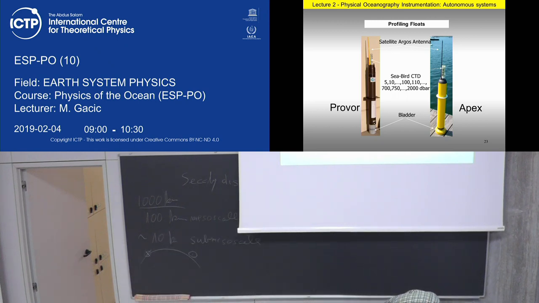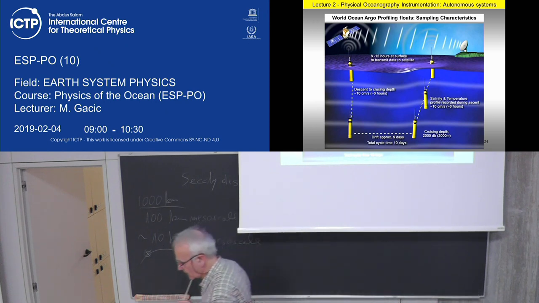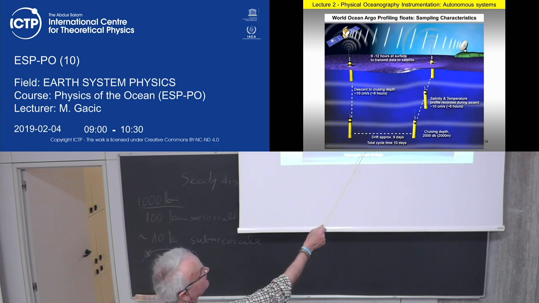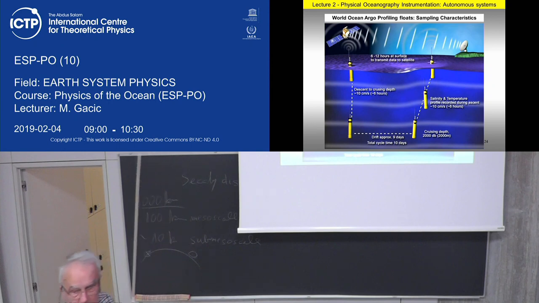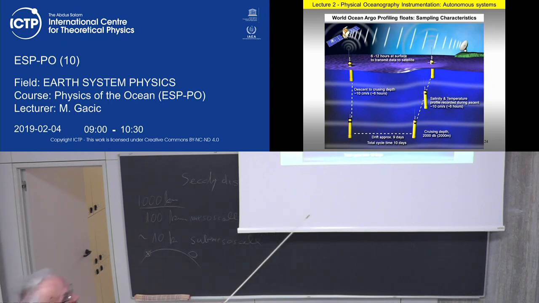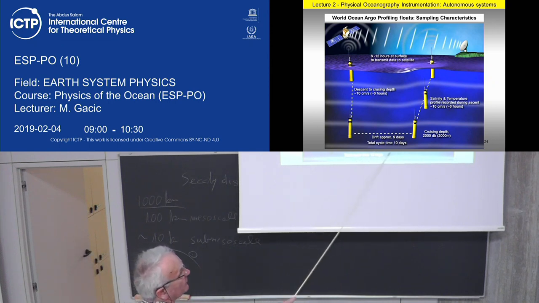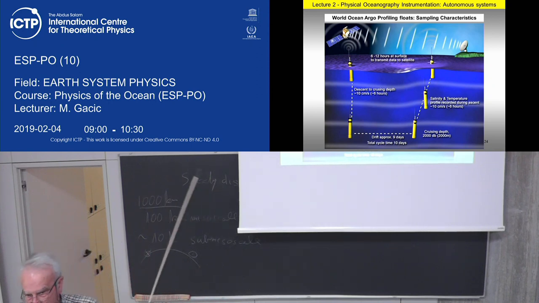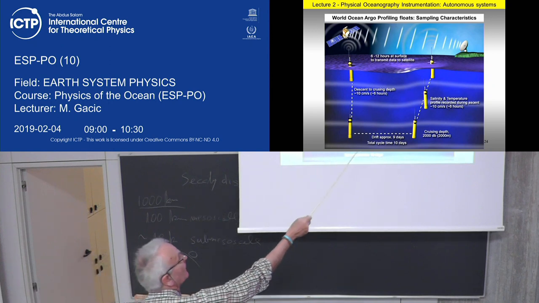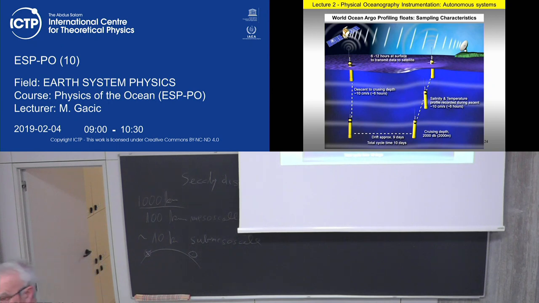What do they do? When you deploy them, they go down recording. They descend or ascend at a velocity of 6 centimeters, that's 10 centimeters per second. So that means in 6 hours it does the vertical profile. Then you choose the cruising depth, maximum cruising depth is 2,000 meters, and it drifts approximately 9 days at the chosen depth, and in total it takes 10 days between one surfacing and the other surfacing, or the data transmission.